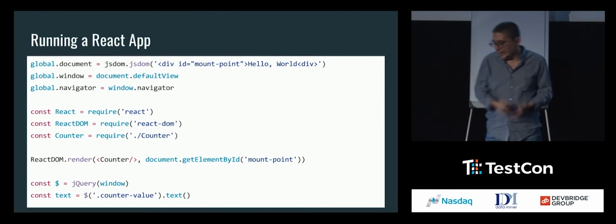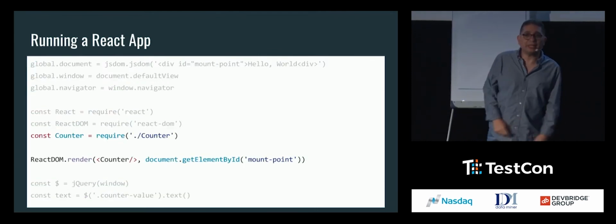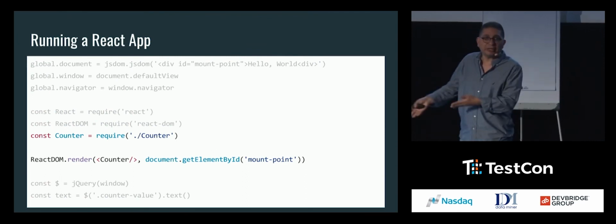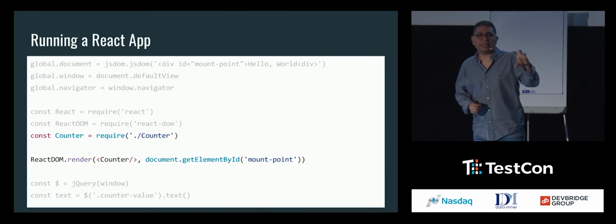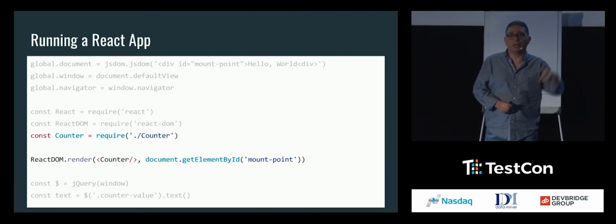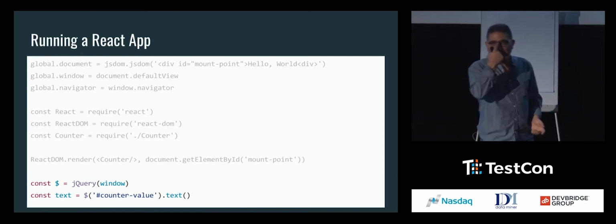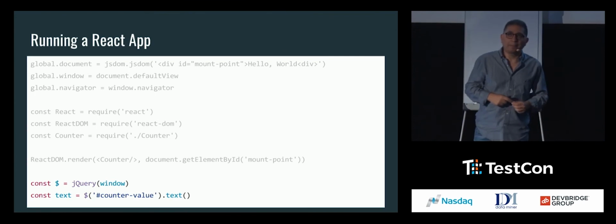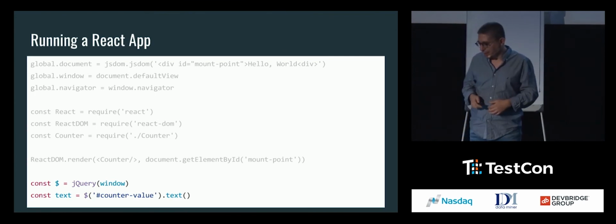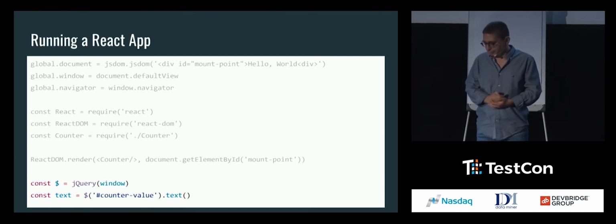Now we require React and we run the application. We require the counter and we render it. That's it. Now we have the counter application working under JSDOM, under the simulation of DOM. And we can even use jQuery. Incredibly enough, jQuery works under JSDOM. So we initialize it like this, and we can just check the value of the counter using jQuery selectors.